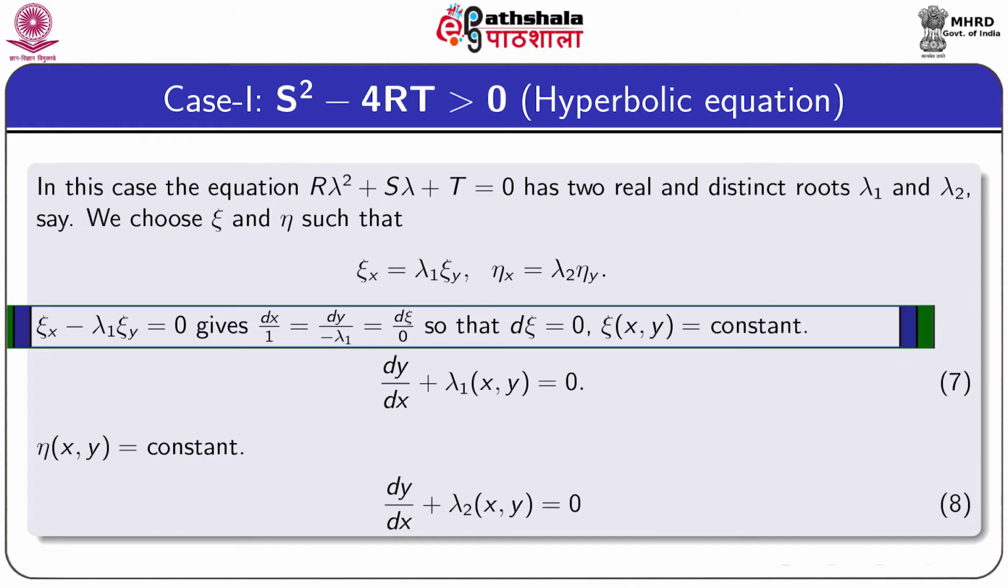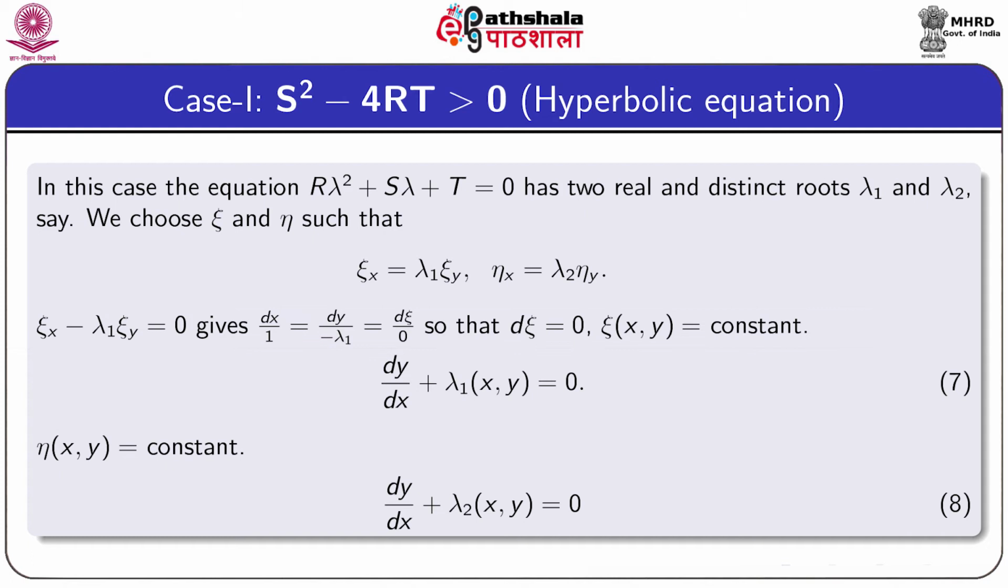Now, think about the equation xi x minus lambda 1 xi y equals 0. This is a first order partial differential equation. So, the corresponding auxiliary equation is dx by 1 equals dy by minus lambda 1 equals d xi by 0. Solving this equation, we get d xi equals 0 or xi equals constant, and taking the other 2 variables, dx by 1 equals dy by minus lambda 1. From this equation, we get another equation dy by dx plus lambda 1, which is a function of x y, is equal to 0.